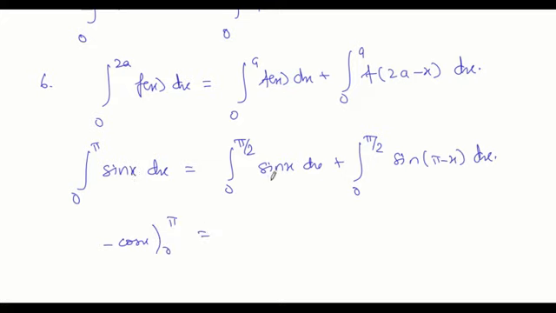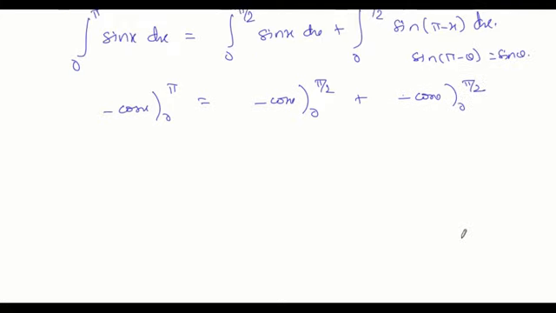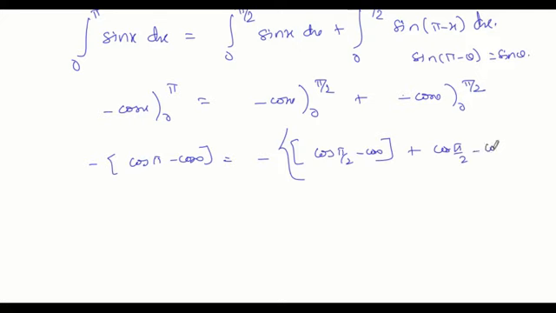Sin x means minus cos x, so 0 to pi by 2 here also. Plus, children, we need to remember one rule. It is sin pi minus theta, it is sin theta only, so its integration is sin x, same way minus cos x 0 to pi by 2 only. Okay children, that's all. So therefore it is minus cos pi by 2 minus cos 0, and in both the cases we can see minus, you can take that out. It is cos pi by 2 minus cos 0, okay, plus cos pi by 2 minus cos 0.